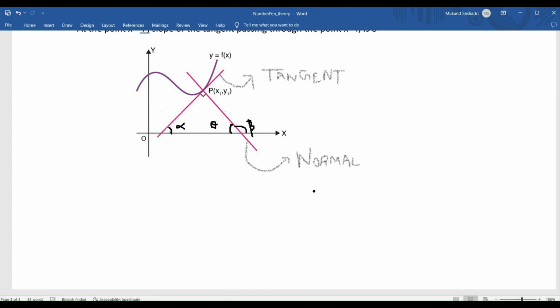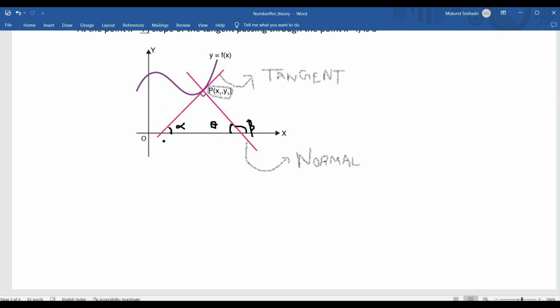When we talk about the equation of the tangent or the slope of the tangent, we also talk about the slope of the normal to the tangent. A normal is nothing but a straight line which is perpendicular to the tangent line. You have the diagram on your screen, where you are seeing a continuous function y is equal to f of x, and this line passing through this point P is the tangent.